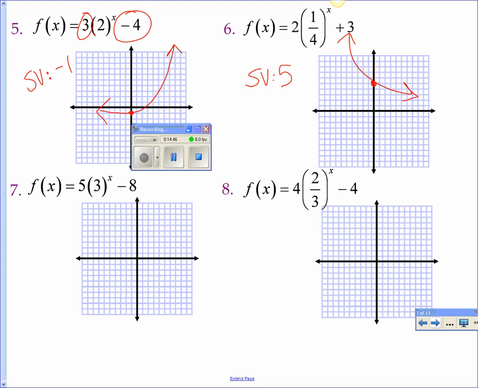Okay? All right, number 7, Daniel, what would be your starting value? Very good. You have to put the 5 and the -8 together. Gives me -3. Gracie, got a 3 in the parentheses. Does that make it go up or go down? Very good. This one's going up.